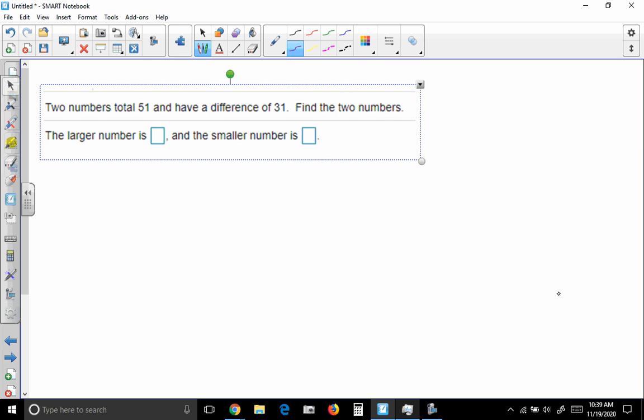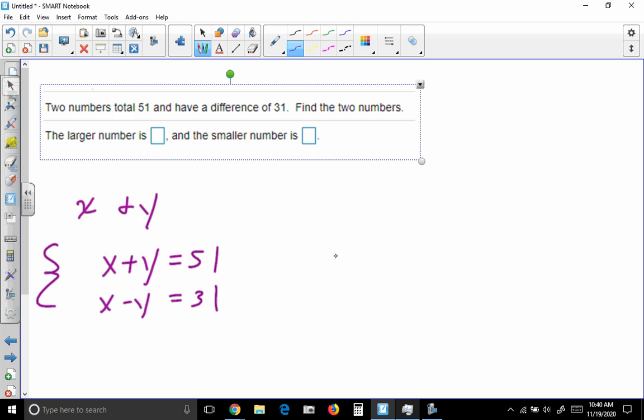Now the other problems, we do have to set up our system of equations and solve it. So here we have 2 numbers. They have a total of 51 and a difference of 31. But we don't know either number, so I'm going to call one number x and the other number y. Total means to add together. So when we add these numbers together, we get 51. Difference means subtract. So when we take one and subtract the other, we get 31. So this is our system of equations.